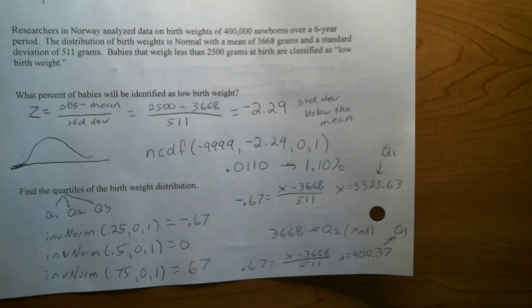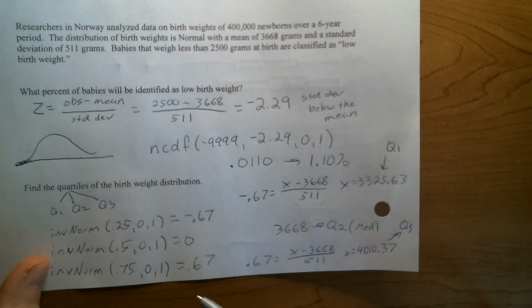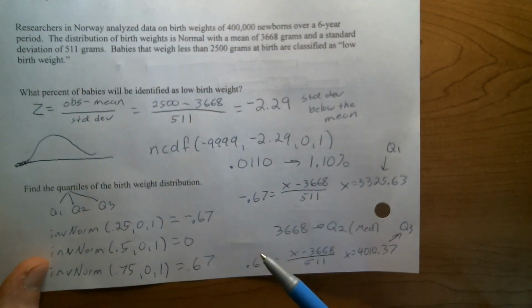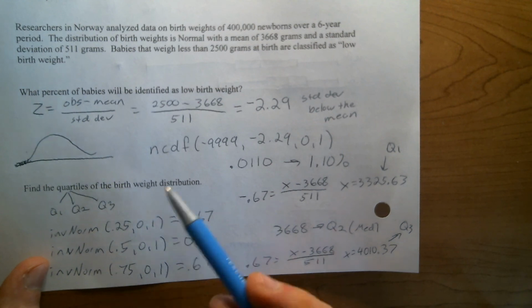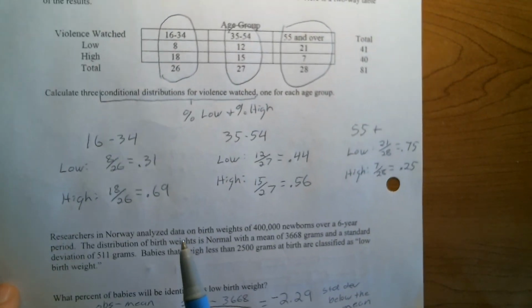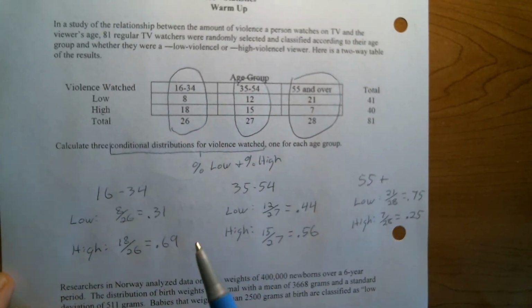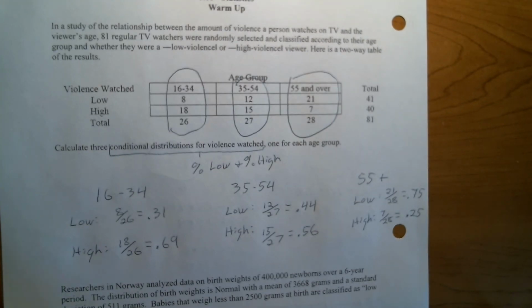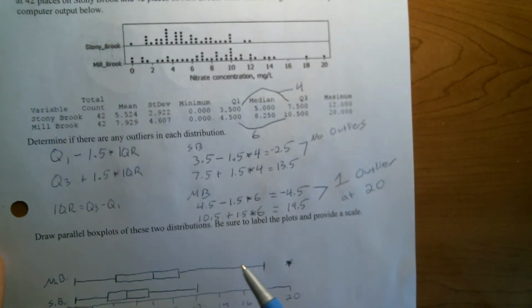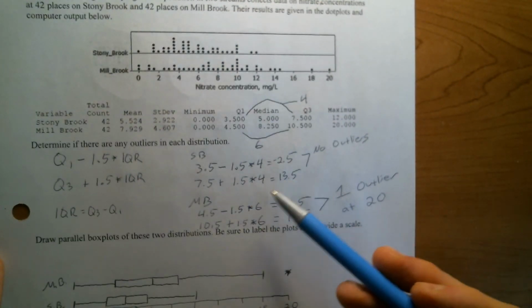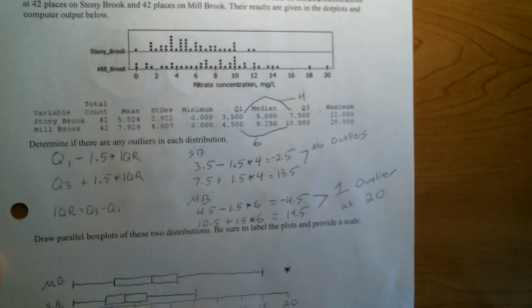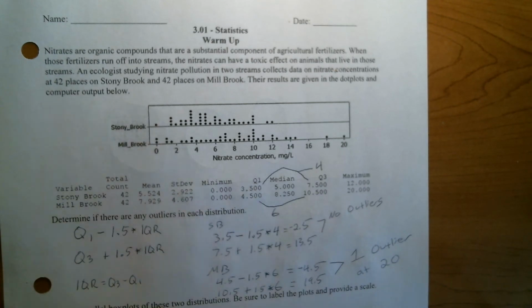All right. So again, just using normal CDF and using inverse norm to find different values. And then we've also got our conditional distributions. We've got our outliers, box and whiskers, z-scores. So this is kind of like a nice summary of everything we've done so far.